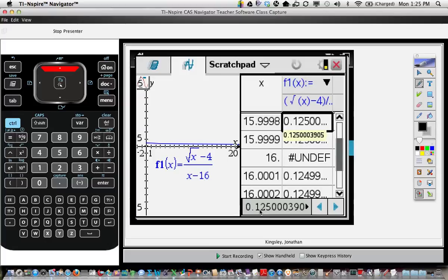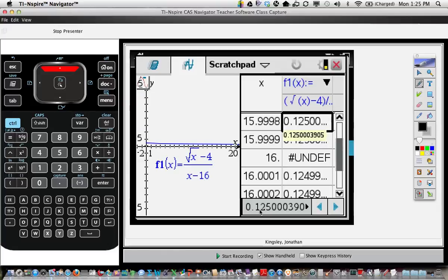Matter of fact, on the test, I might even give you the answer. I might say the limit of this as x approaches 16 equals 0.125. Justify that using a table. Okay? And so I'd want to see that, right? Because it's no big deal if I don't tell you what the limit is supposed to be, because you can just go on the calculator side and just type limit. I showed you that the other day. There's a template there. You just type the limit, and it'll just come out. Okay, but I want to see that. I want to see a table.